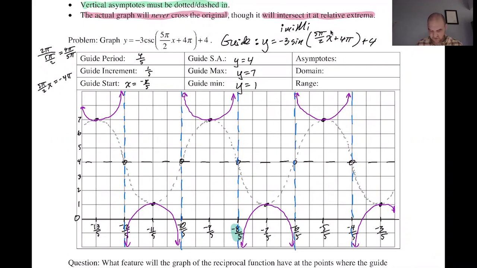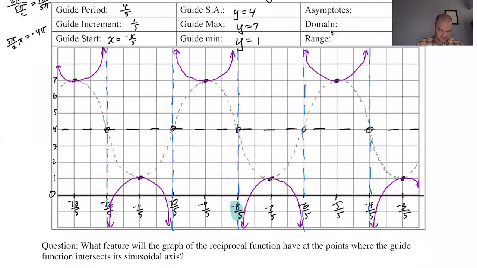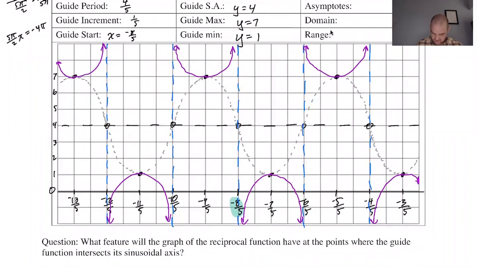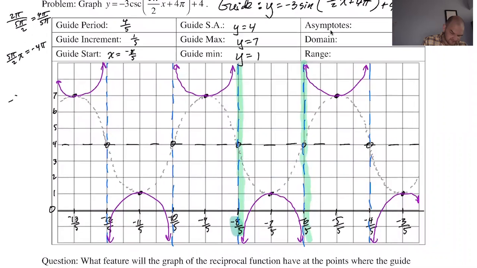The reason we were doing that was because the intercepts that we saw in sine and cosine are the asymptotes of our cosecant and our secant graphs. That's why we've been doing that every time. So here, I'm going to say that I see a vertical asymptote at, let's say, -8/5. I see another one at -6/5. And so if I write those down, -8/5, -6/5.